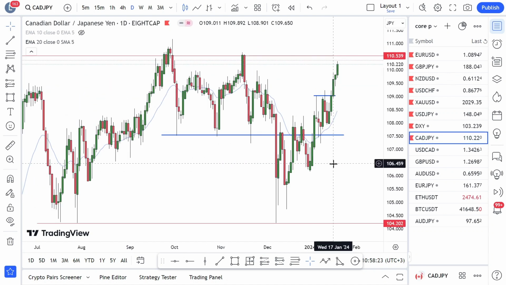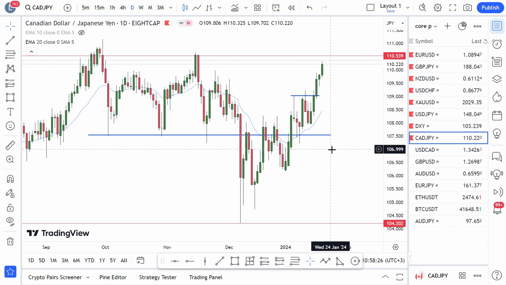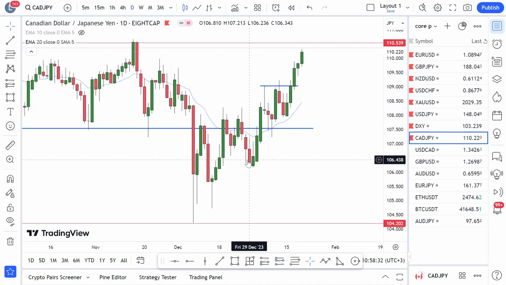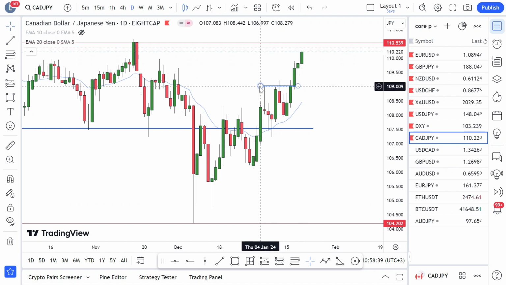Canada Japan, correlated to the USD Yen. You can see it's bullish, just like the USD Yen. I'll actually not be trading this. I just wanted to show you the plays that happen. I love horizontal breakouts. I actually trade horizontal breakouts. I'm not a fan of diagonal breakouts.